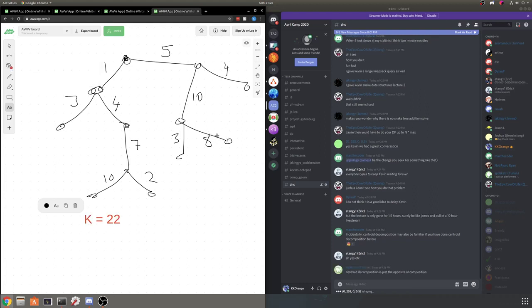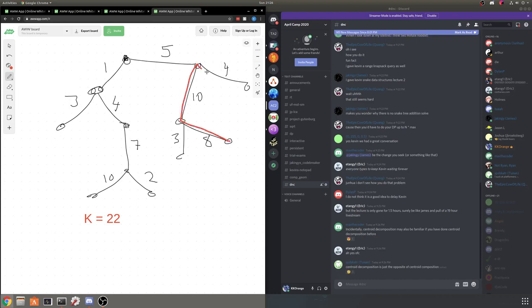This path here, oh, you didn't hear that? Maybe if I make the pen a bit bigger. This path here has a total weight of 22. So the question is, given a specific k, can you find such a path in the tree?